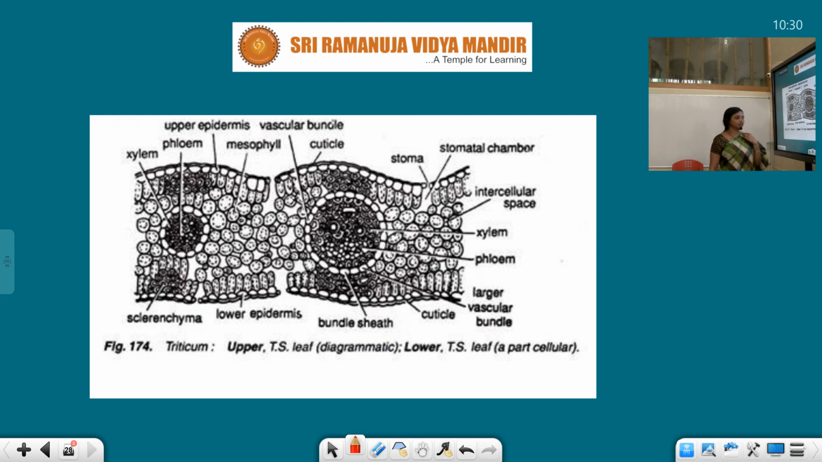So today we have seen the structure of the dicot and monocot leaf and also discussed the differences between these two leaves. I hope all of you have understood this.